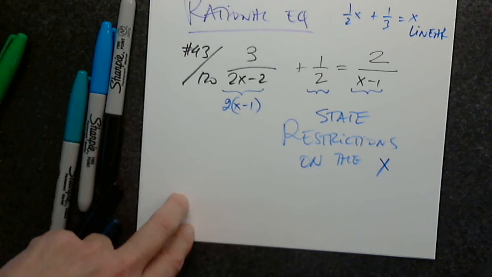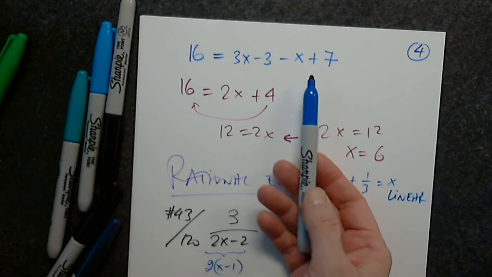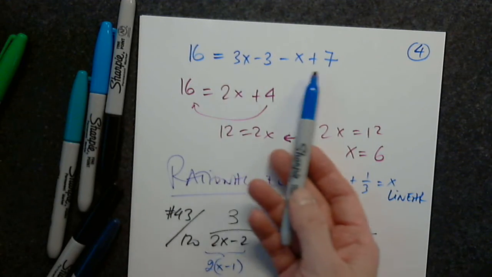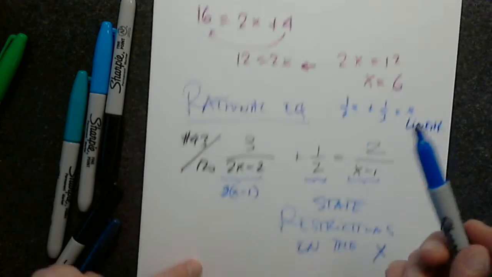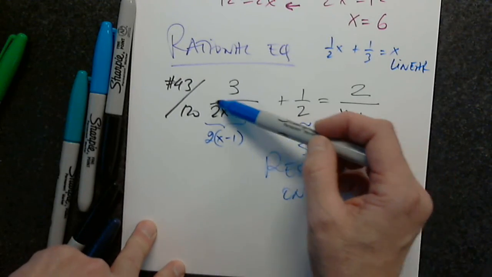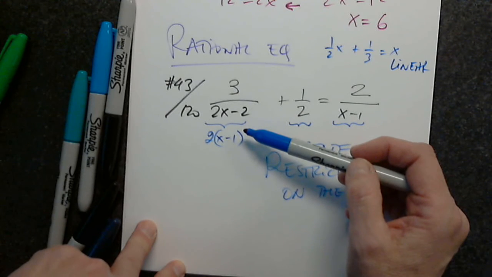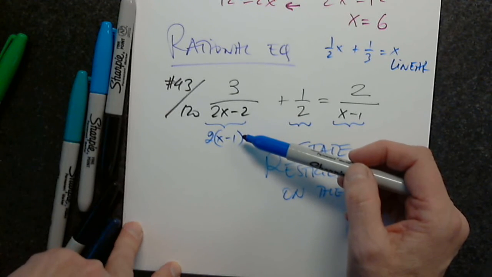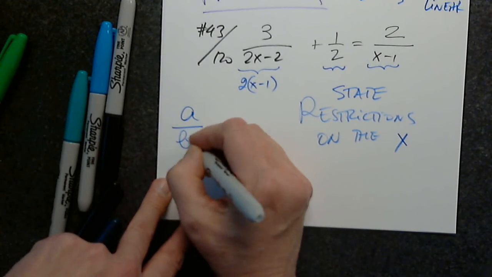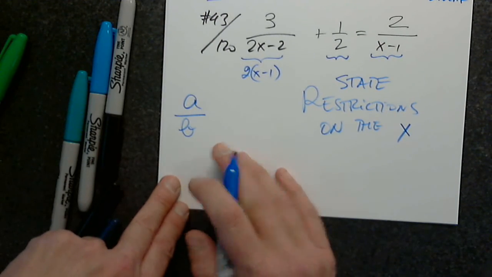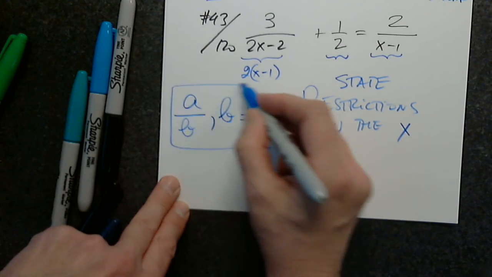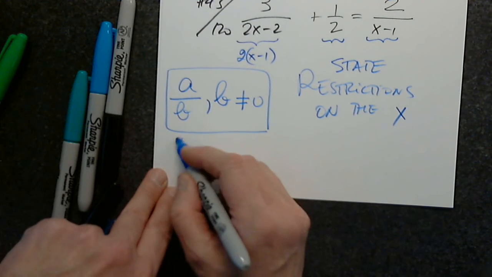How come I didn't state restrictions here? Because you can't be a 0. Here there were no restrictions. But here, why would I even think of restrictions? Because the denominator of a fraction cannot be 0. So in a over b, is this a fraction? The denominator cannot be 0. This is mandatory. Why? Division by 0.